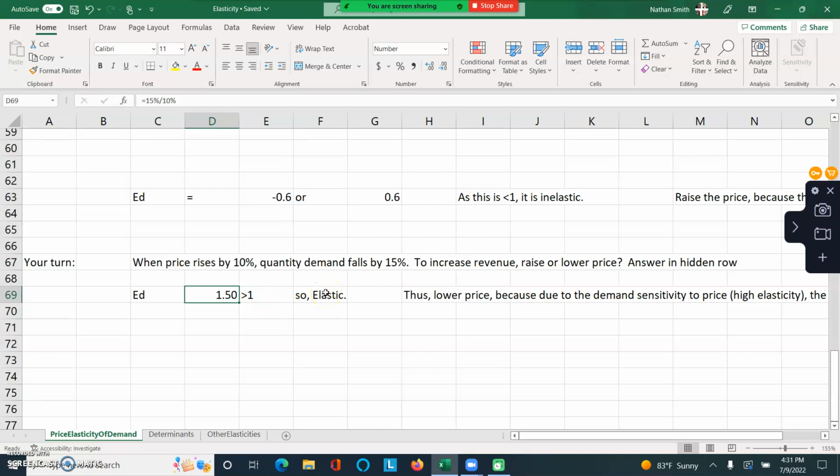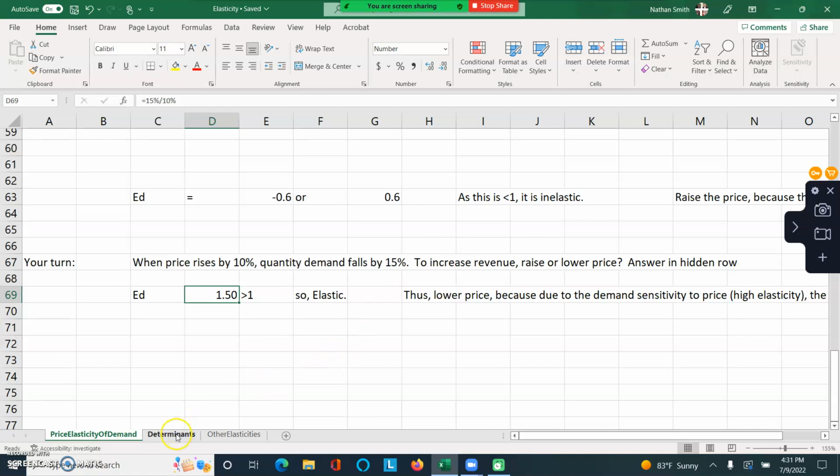So if you wanted to pump your firm's revenue, in this case, you'd actually be tempted to lower your price. Okay, the demand sensitivity means you're going to gain more in unit sales, quantity sales, than you're losing in terms of the lower price. So your firm should go for a lower price.